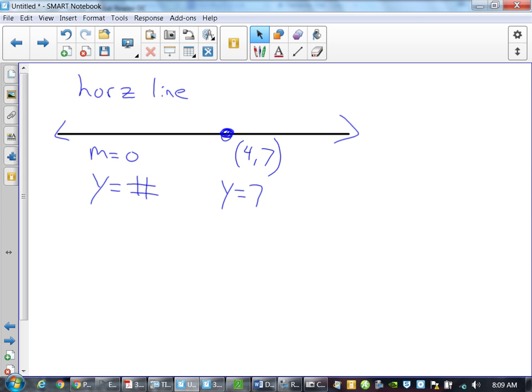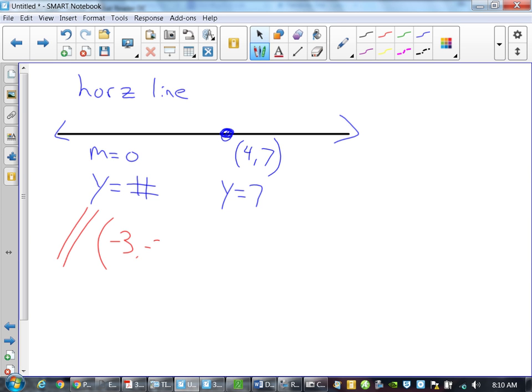Now, excuse me, if I wanted this line to be parallel to an ordered pair of -3 and -2, what kind of lines are parallel to horizontal lines? Horizontal lines. All these blue lines in the papers that we're talking about? Gee, wasn't that convenient to remember? That was good. Remember, horizontal lines are always y equals a number. Horizontal lines are always parallel to other horizontal lines.